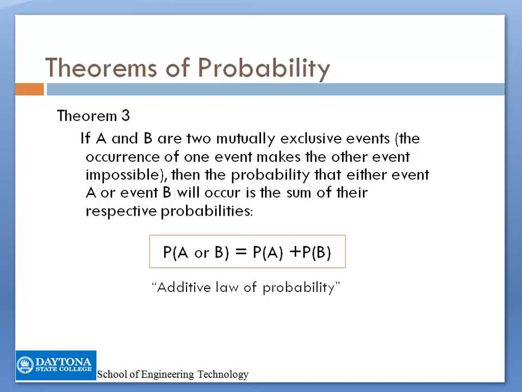For instance, if you're having one baby, the fact that you have a baby girl, these are two mutually exclusive events, because if you have one baby girl, it's impossible that you have a baby boy, because there's only one baby. Okay, so what happened in this case, the probability that either event A or event B will occur is the sum of their respective probability. And this is what we call the additive law of probability. So the probability of A or B is equal to the probability of A plus the probability of B.